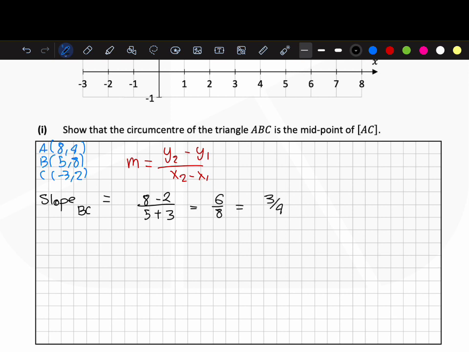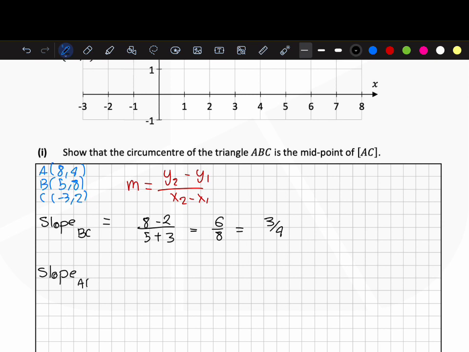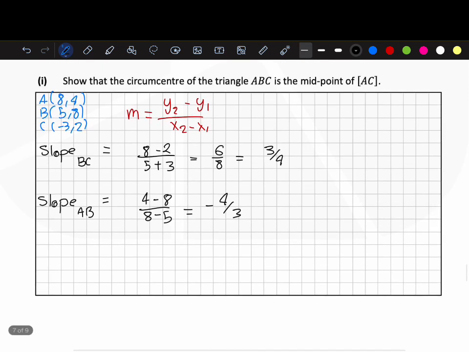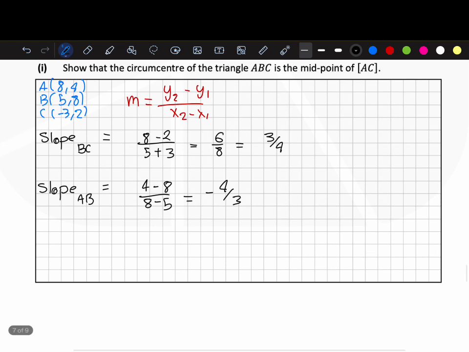Now we find the slope BA, or AB. This is going to be equal to (4 - 8) over (8 - 5), which simplifies down to minus 4 over 3. And to prove that they're perpendicular, if we multiply one slope by the other slope, it should equal minus 1. Otherwise, I'll have m1 times m2 is equal to minus 1. So let's test that. 3 over 4 multiplied by minus 4 over 3. You can stick that into your calculator, or you can just cross multiply.